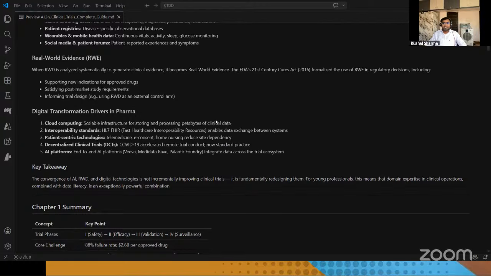The FDA's 21st Century Cures Act of 2016 formalized the use of real-world evidence, RWE, in regulatory decisions, including supporting new indications for drug approval, satisfying post-market study requirements, and informing trial design, for example using RWD as an external control arm. Digital transformation drivers in pharma: cloud computing, interoperability standards, patient-centric technologies, decentralized clinical trials, and AI platforms.